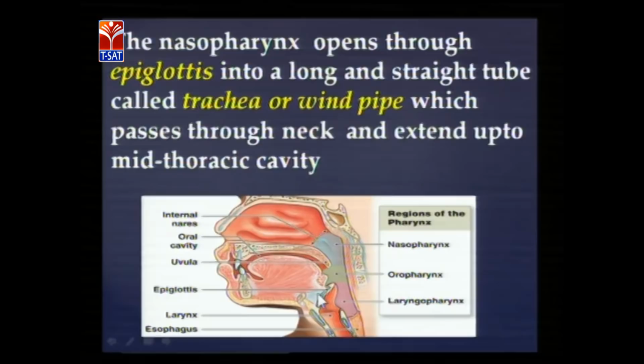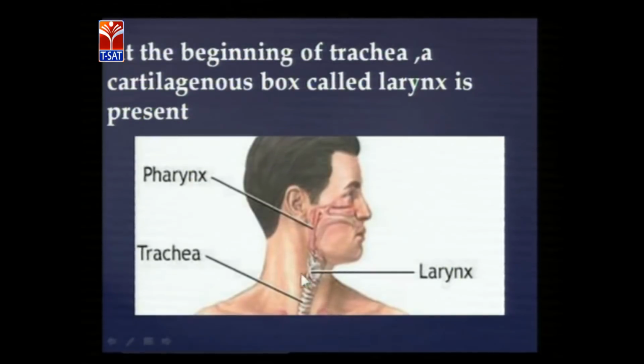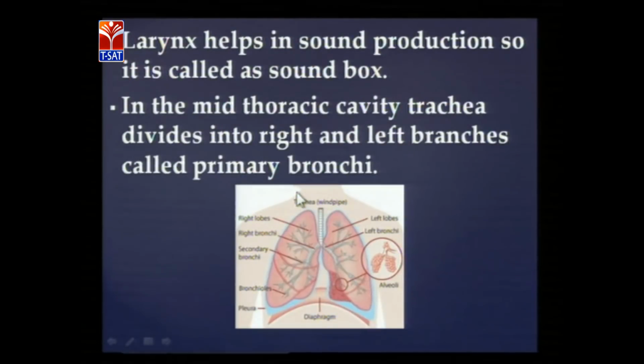Then the trachea opens into the upper part of the trachea. The beginning of the trachea has a cartilaginous box-like structure called the larynx. This is the larynx. This larynx helps in the production of sound, so it is called the sound box.